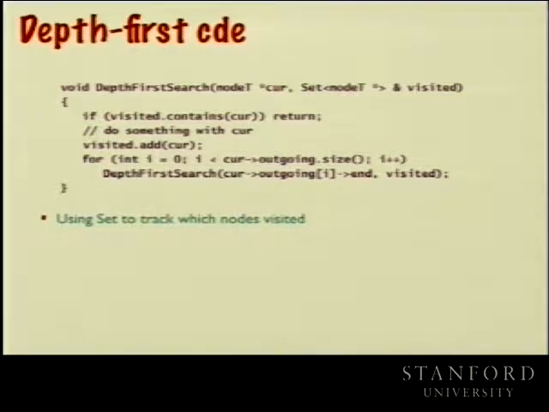Otherwise, we go ahead and add it, and there's a little note that says, we'll do something with cur. What am I trying to do here? Am I trying to print those nodes? Am I trying to draw pictures on those nodes, highlight those nodes? Something I'm doing with them. I don't know what it is, but this is the structure for the depth first search here.